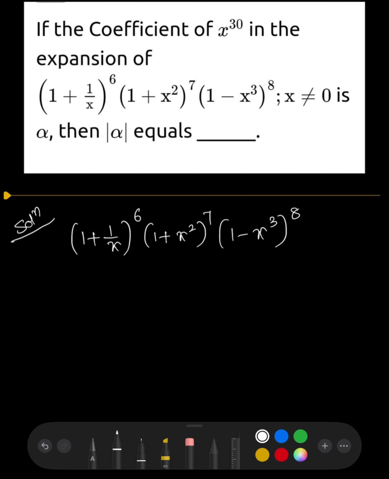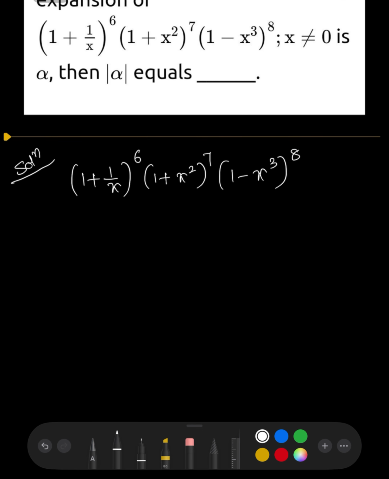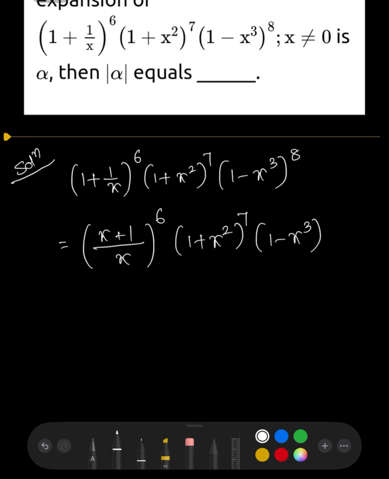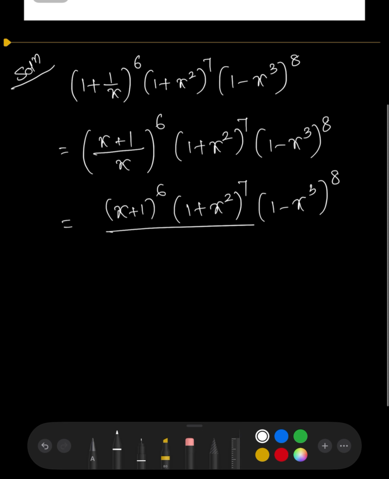if you observe, in the first term you can take x as LCM. Then it will be (x + 1)/x whole power 6, and the remaining terms as they are, that is (1 + x²) whole power 7 into (1 − x³) whole power 8. Now that x power 6 you can separate: (x + 1) whole power 6 into (1 + x²) whole power 7 into (1 − x³) whole power 8 divided by x power 6.